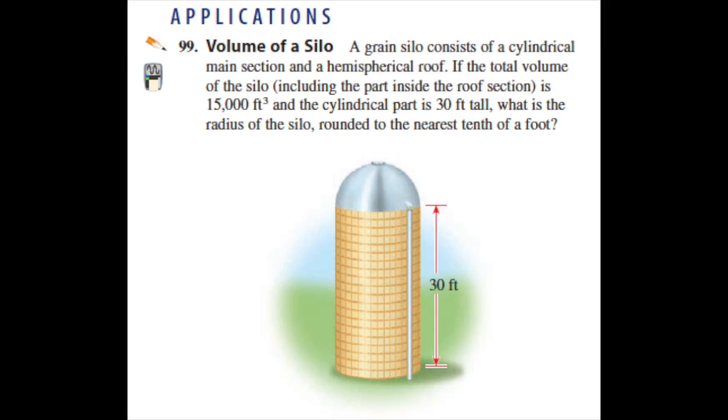Volume of a silo. A grain silo consists of a cylindrical main section and a hemispherical roof. If the total volume of the silo, including the part inside the roof section, is 15,000 cubic feet and the cylindrical part is 30 feet tall, what is the radius of the silo rounded to the nearest tenth of a foot?